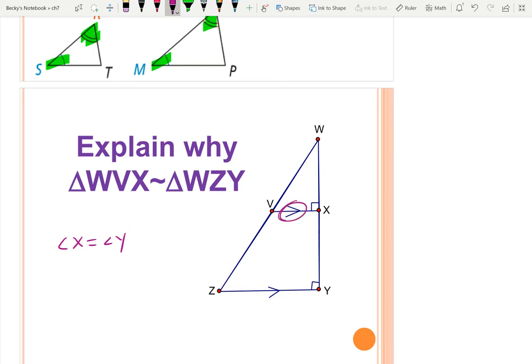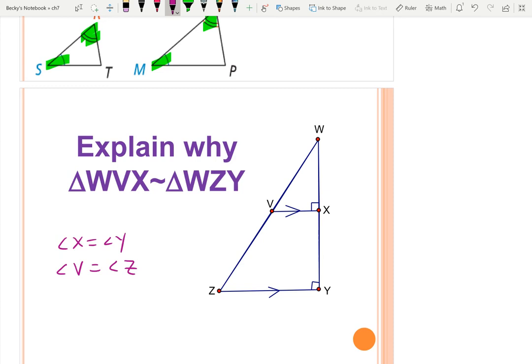This symbol here means that the lines are parallel. So that's a hint. If the lines are parallel and this is your transversal, that means these two angles have to be equal because they're corresponding. So angle V is equal to angle Z because the lines are parallel and they form corresponding angles. Now we have another one.